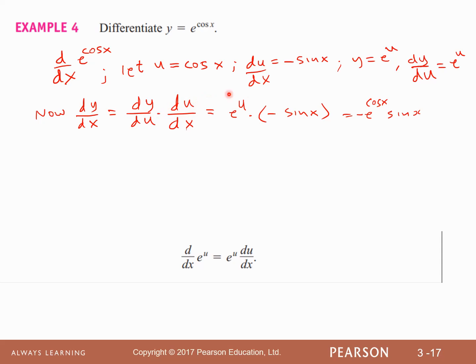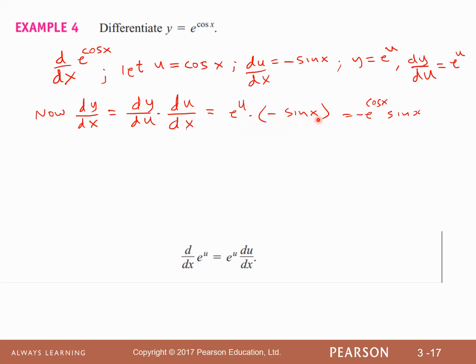We said dy by du is equal to e to the power u. So we're going to replace the left hand side of the multiplication by e to the power u. The right hand side of the multiplication, we have du by dx equal to negative sine x. So we replace this by its value. So we have e to the power u multiplied by negative sine x.